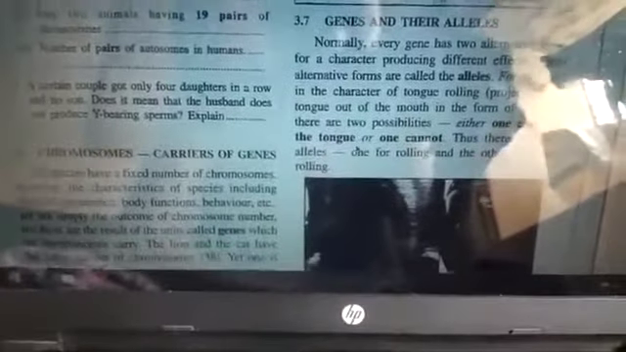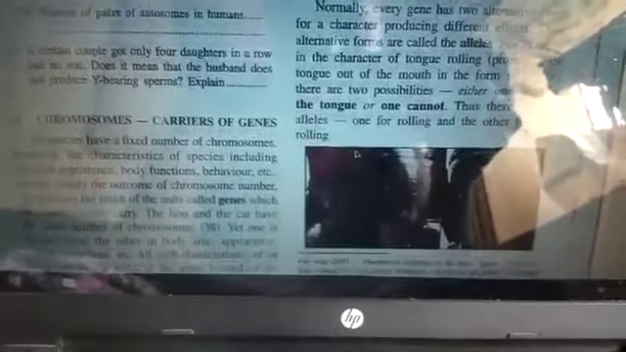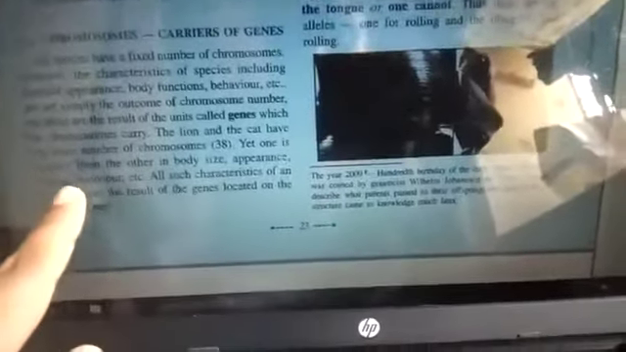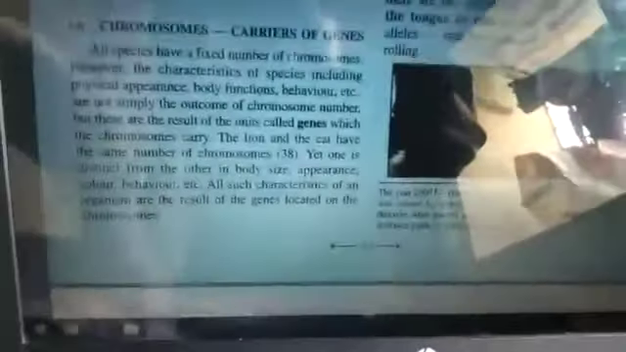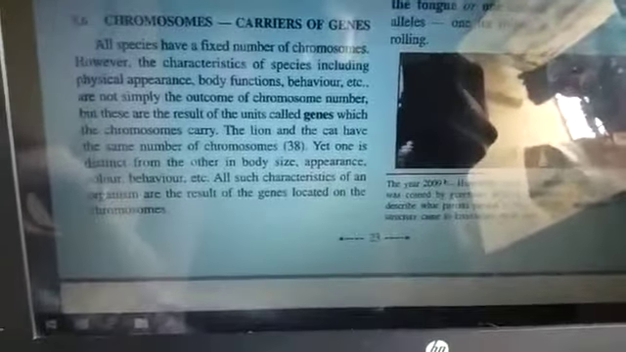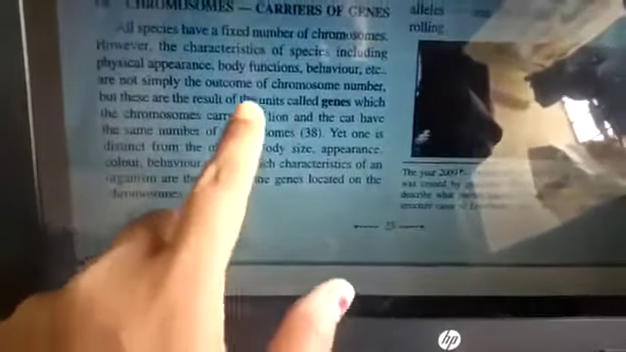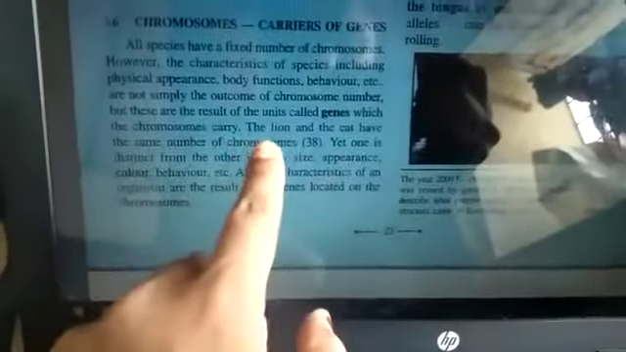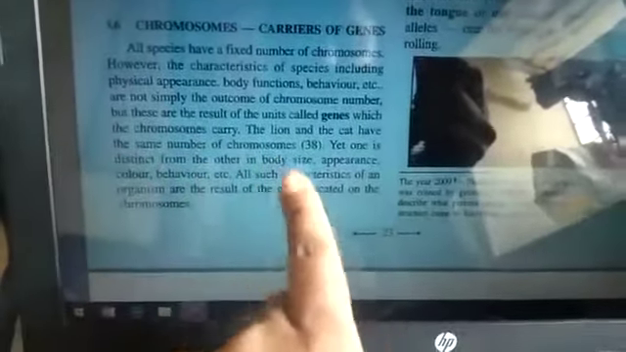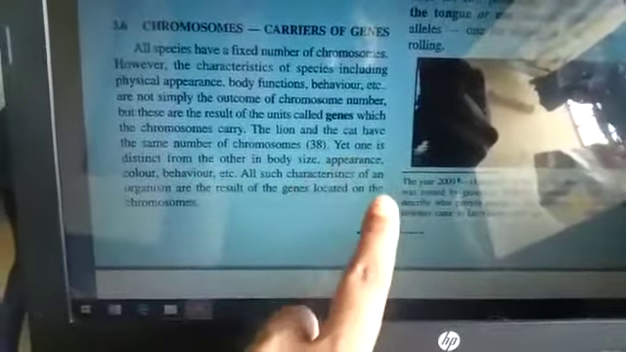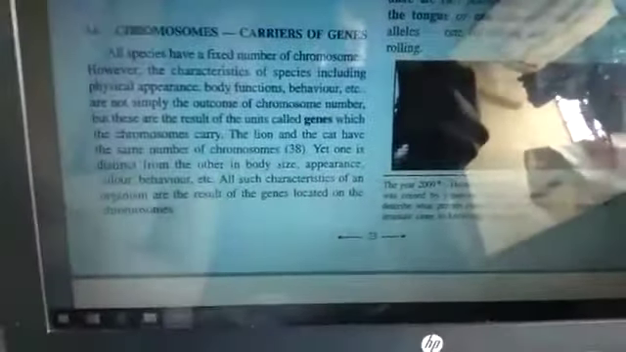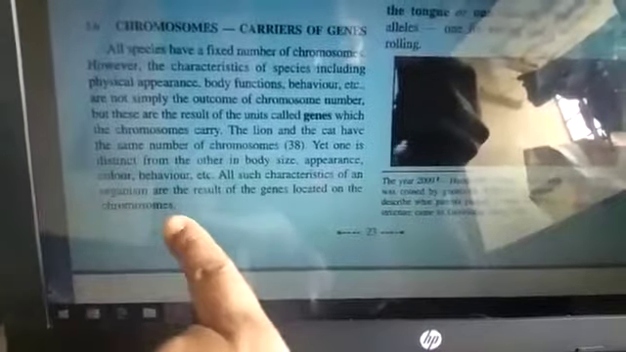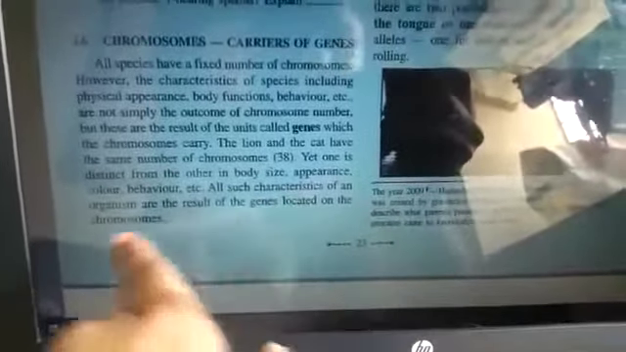Chromosomes, that is carriers of genes. Clear? They are nothing but the carriers. All species have a fixed number of chromosomes. However, the characteristics depend on the type of the gene. Thus, the resulting units are called genes. The lion and the cat have the same number of chromosomes, yet one is distinct from the other in body size, appearance, color, behavior, etc. All such characteristics of an organism are the result of genes located on the chromosomes.